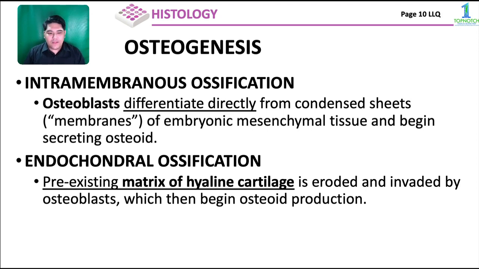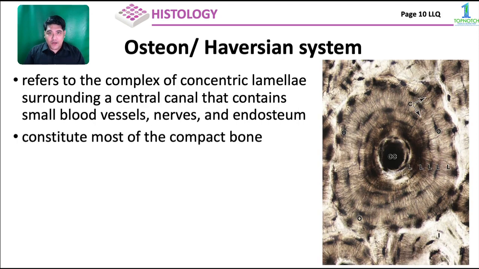Okay? Now, this is a very important structure in your bone, your osteon or your Haversian system. This is a complex structure of concentric lamellae. So, just circular lamellation. You have here your central canal, then you have your osteocytes. These lamellae are your calcified matrix going around. Okay? So usually, this is compact bone. This is your osteon or Haversian system.